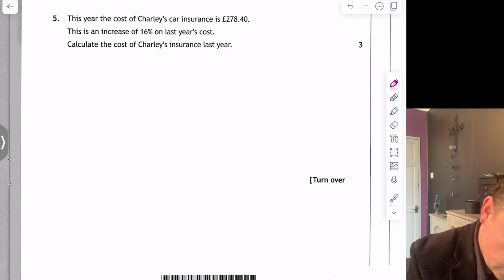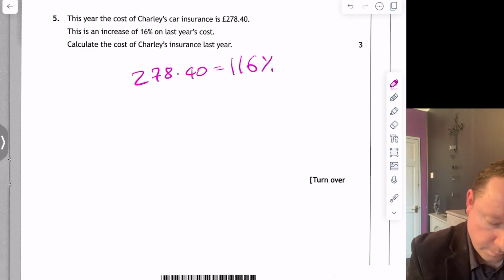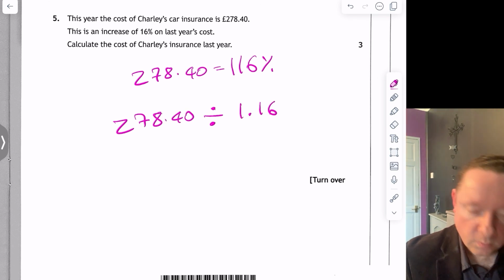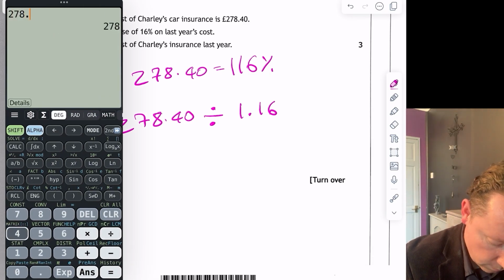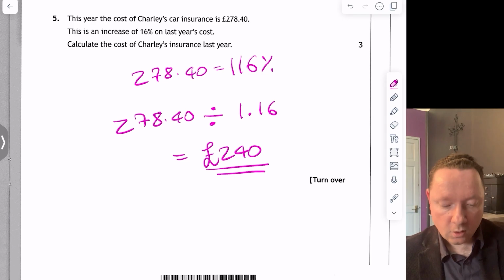So let's see, this is an increase of 16% on last year. So last year it was 100%. So that means that 278.40 equals 116%. So to work that out really quickly in a calculator, I just do 278.40 divided by 1.16, as a decimal, divided by 100 first. Which is £240. And you're done there. Or you could divide by 116 and times by 100, same idea.